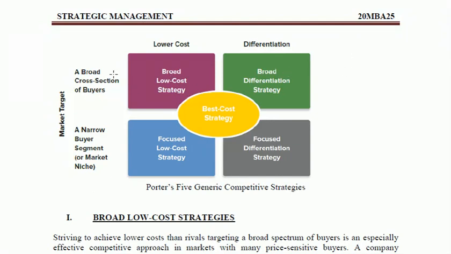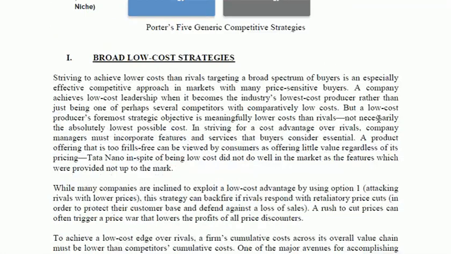Okay. So in this, a broad cross section of the buyers and the lower cost, we get the broad low cost strategy. Here we get the broad differentiation strategy. A narrow buyer segment, we get a focused low cost strategy or focused differentiation strategy. So in this we are getting differentiation. Here we are getting lower cost. And in the middle, the best cost strategy, it is a combination of all the four strategies and the best pick from the company. Okay, so we are going one by one.